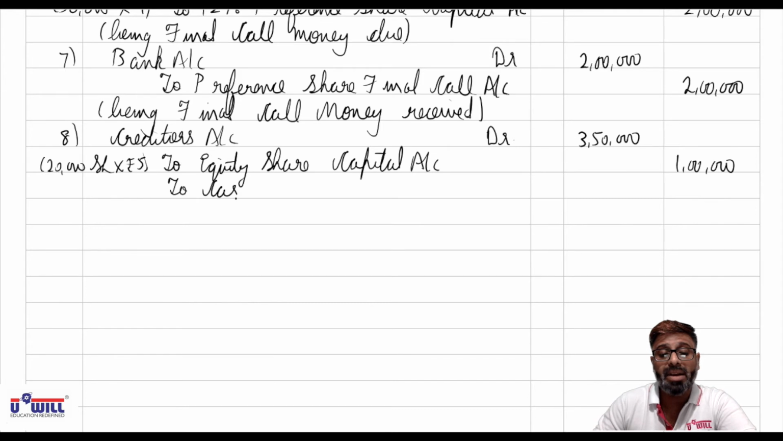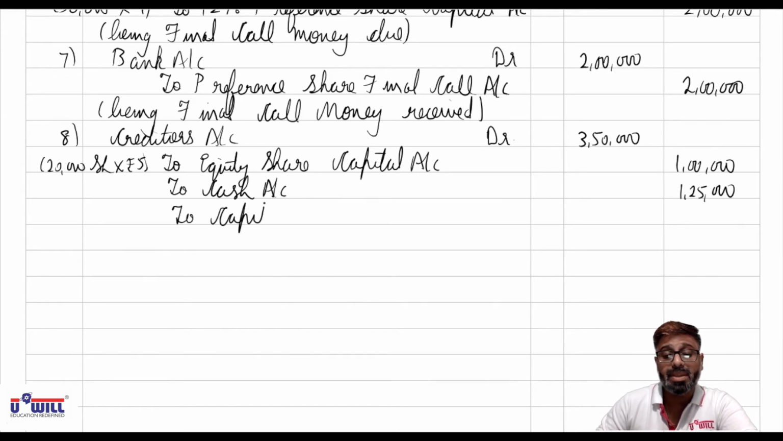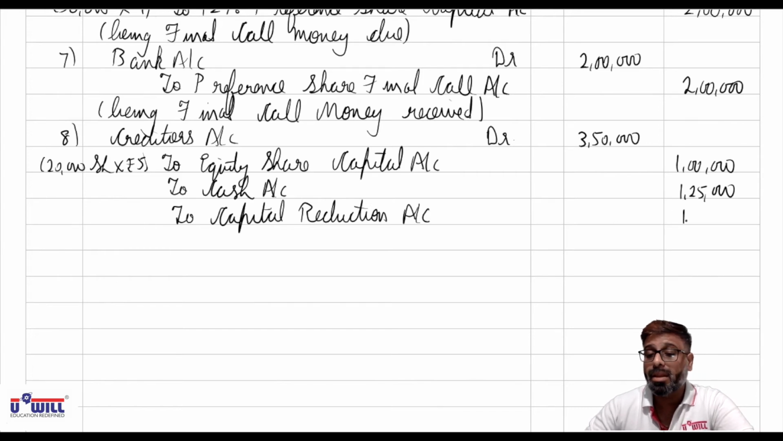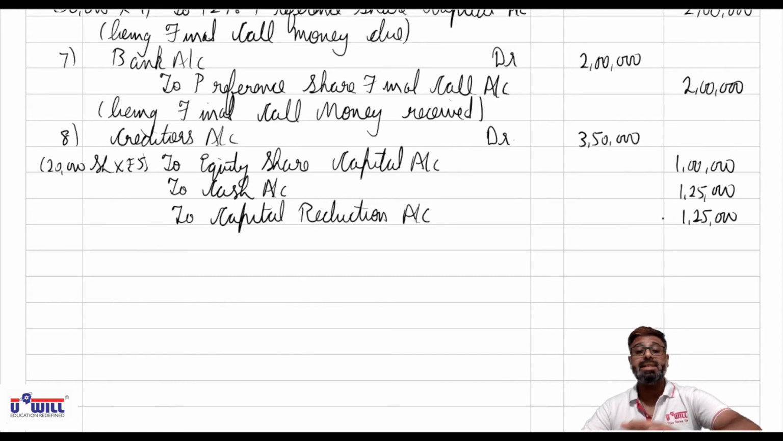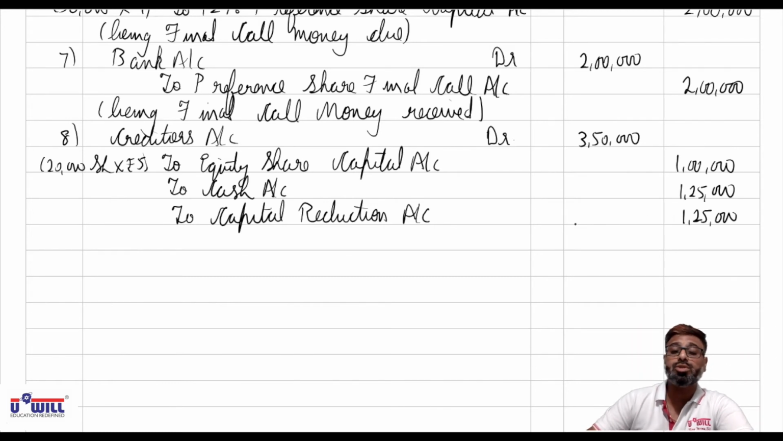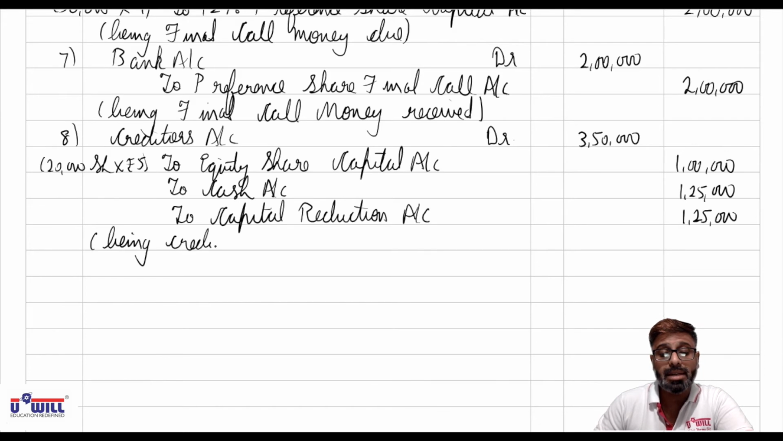Remaining, they have opted for cash is understood. So remaining 2,50,000, 50%, 1,25,000 we pay them in cash. And the remaining they sacrifice, which is transferred to capital reduction account, 1,25,000. Practice of equity shares and creditors and cash settlement is done 2-3 times in past questions also. So if there is any confusion, you can rewind the video and listen to it once again. Being creditors settled.